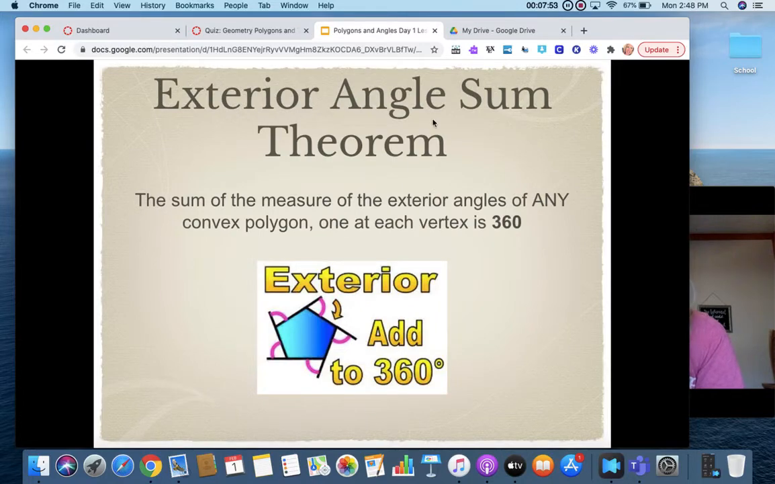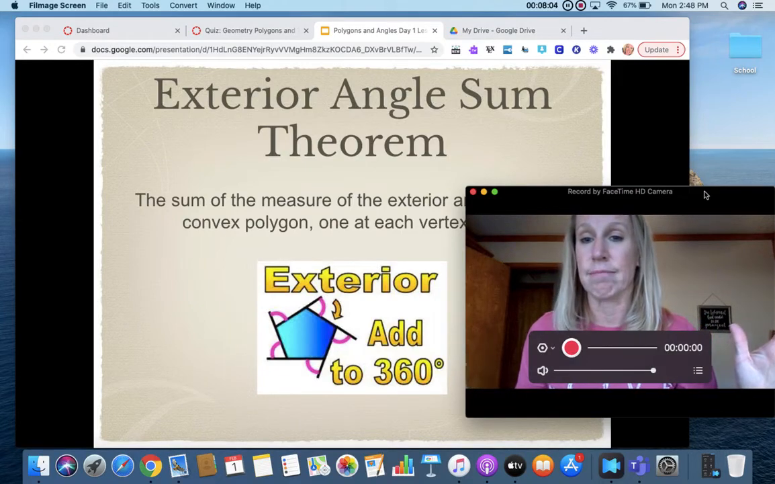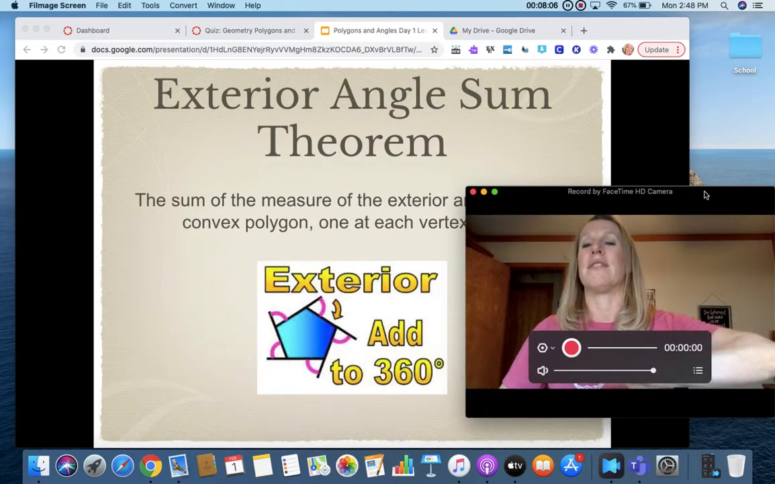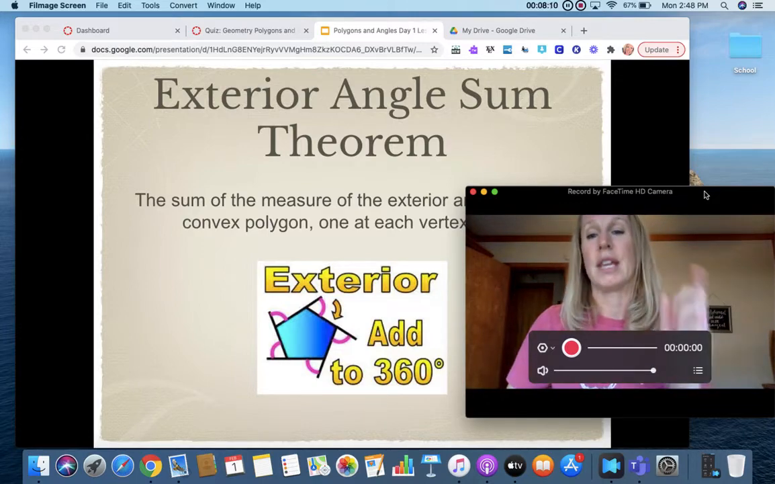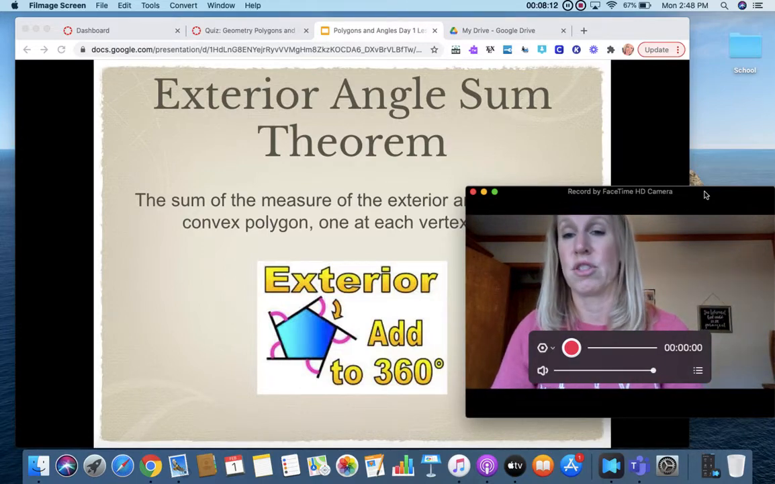The exterior angle sum, so exterior angles, if you just extend a side, the exterior angle is on the outside. Exterior angle sum is always 360. Always, always, always. It doesn't matter if it has 1,000 sides. The exterior angle sum is always 360.